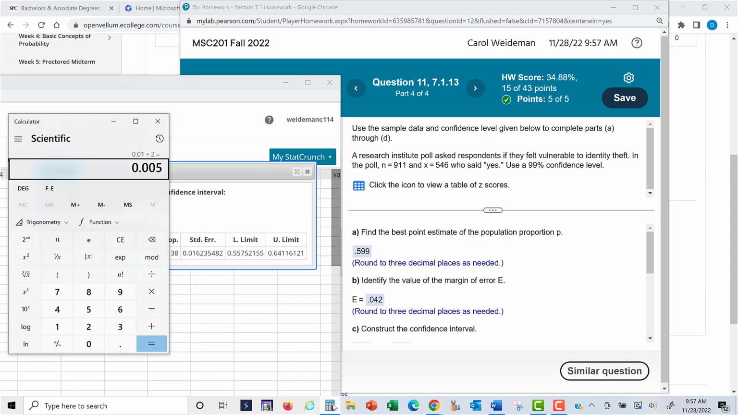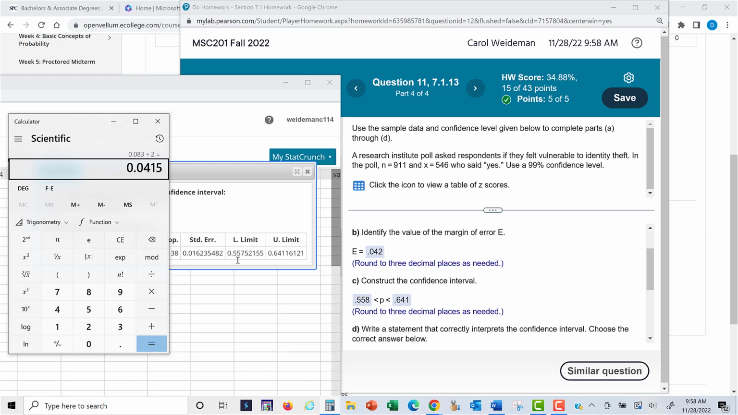Now, to find the margin of error, StatCrunch doesn't do that for you, but it's easy enough for you to do once you have the confidence interval. So I'm going to take the upper bound, 0.641, and I'm going to subtract the lower bound, which was 0.558, and I'm going to divide by 2. So I get a margin of error, rounded to 3 decimals, of 0.042, which I've shown right here.